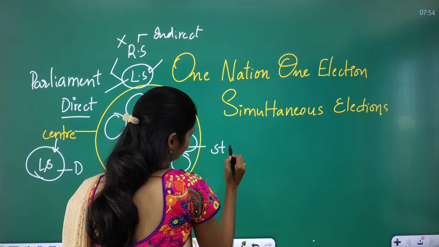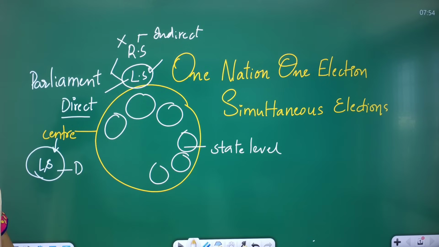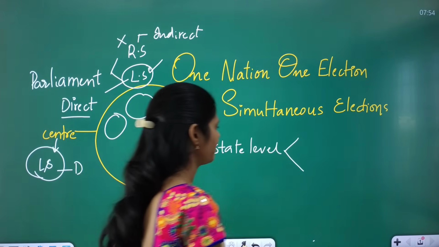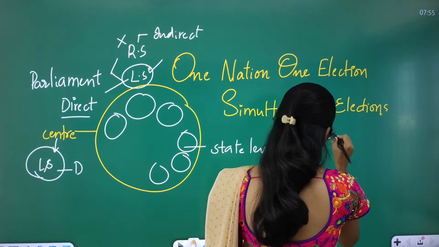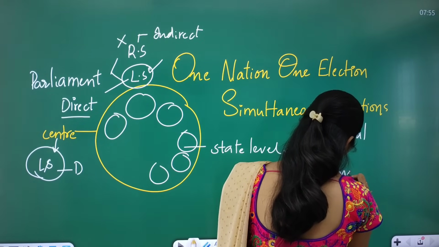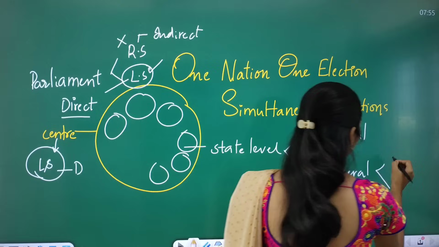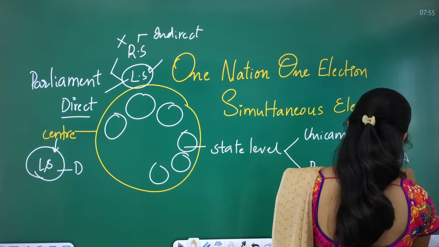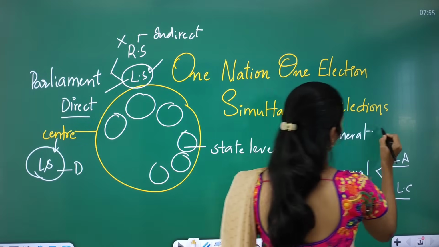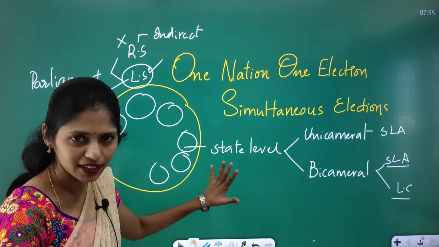And at the state level, in some states we have unicameralism, in some states we have bicameralism. Bicameral means we have two houses, that is the state legislative assembly as well as the state legislative council. Unicameral means we have only the state legislative assembly, there will be no council. Clear?